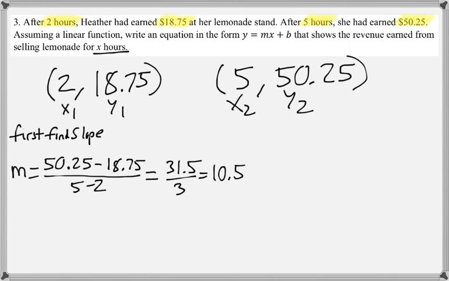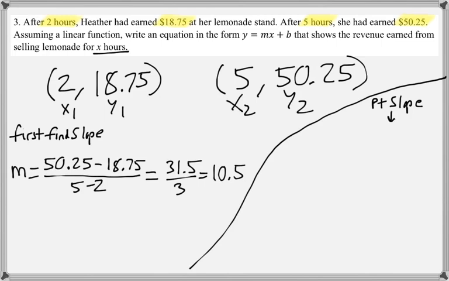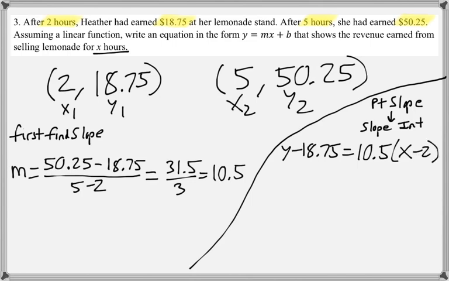So now that you have the slope and 2 points, I only need to use 1 point, and I need to use point-slope form to get it into slope-intercept form. So point slope, and I'm using this to get it into slope-intercept form. So point slope would be y minus 18.75 is equal to 10.5 times x minus 2.